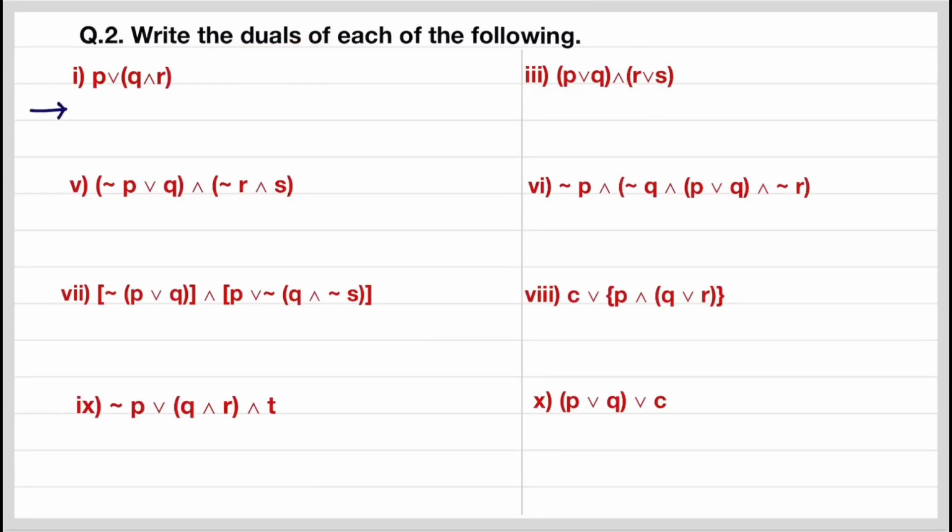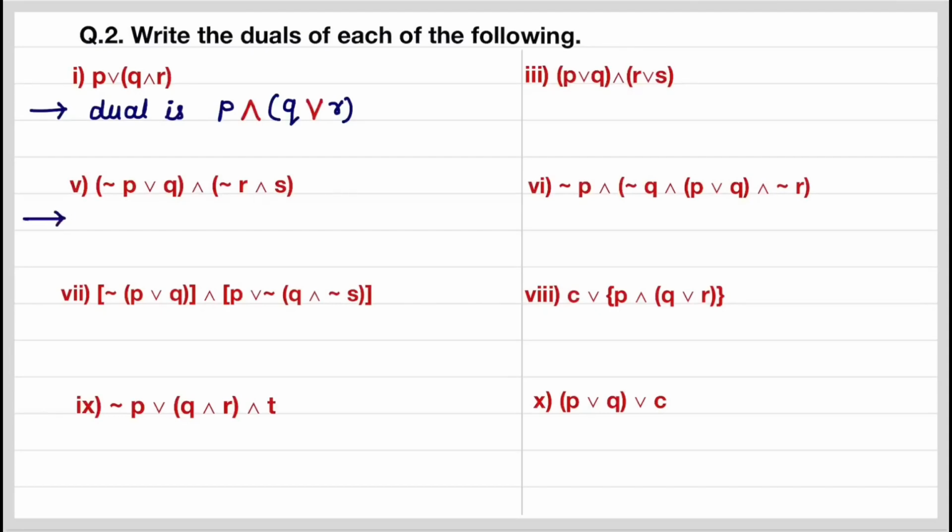First example, P or Q and R. Dual of this statement is P and Q or R. We just have to replace and by or, and or by and. All the other statements remain as they are.